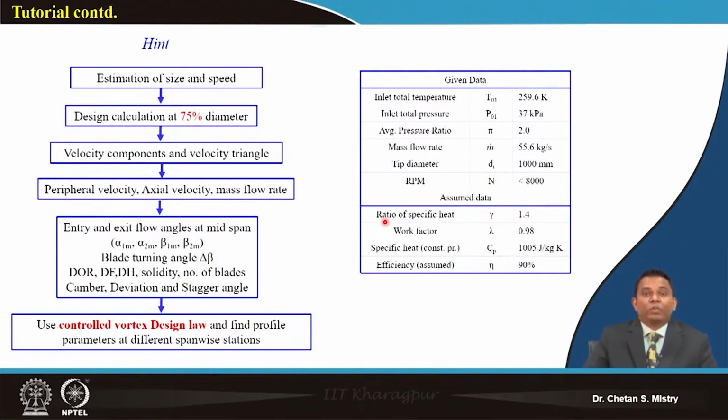Initially we will be doing our calculation at the mid station, and after that we will be applying our law. Here in this case, we are not opting for straight free vortex design or straight force vortex design, or maybe fundamental design. That's why it is named a control vortex design. So let's try to understand what exactly is the meaning of that.